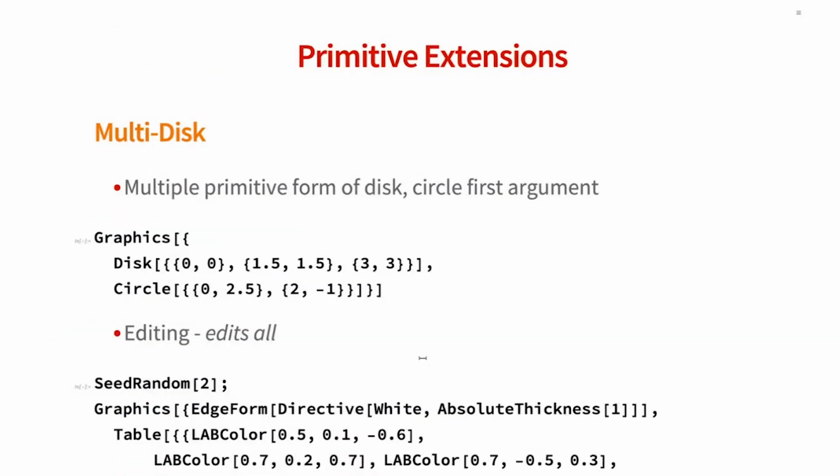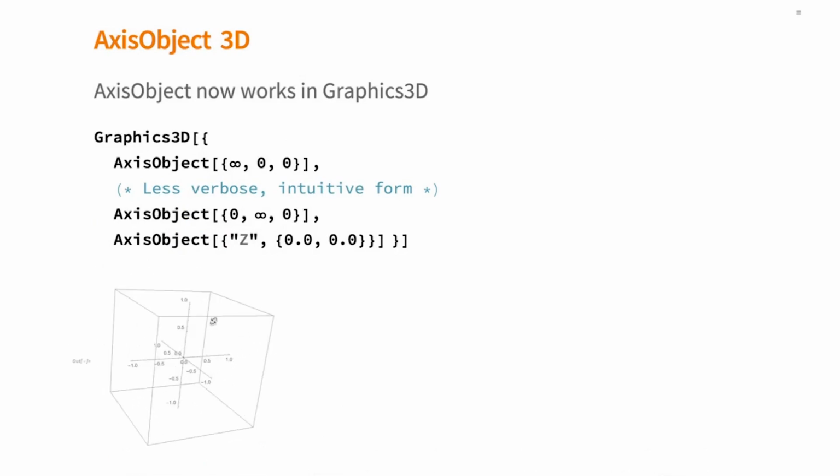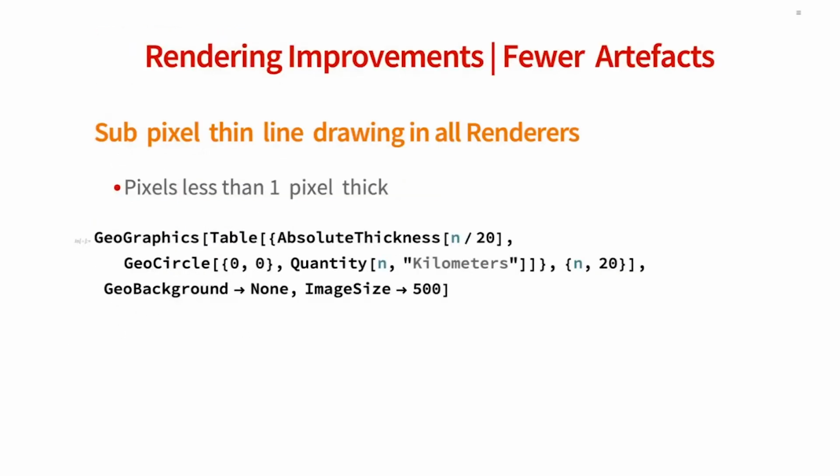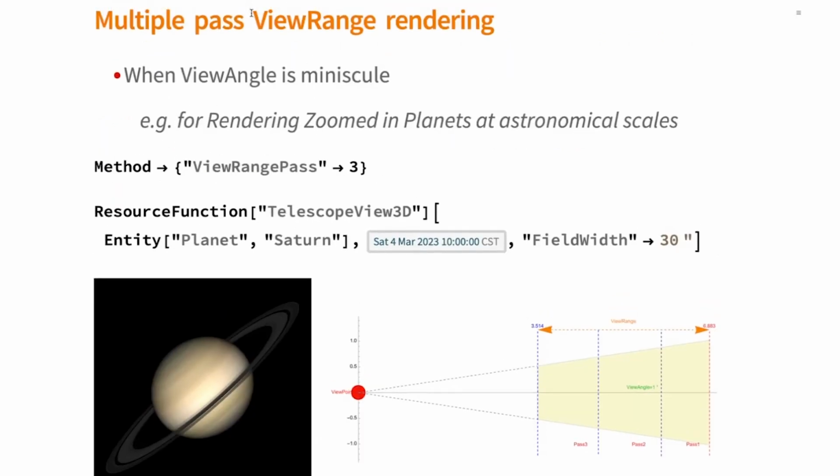In terms of extensions to primitives, disk and circle now accept multiple centers for the first argument. We've also extended axis object to 3D. So here you can see a small example with three axes. We've also done some rendering improvements to reduce artifacts, and we employ a multi-pass view range rendering technique.